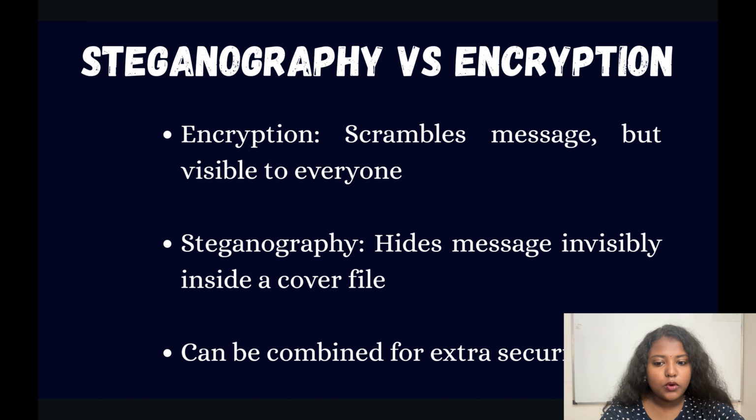Now, let's compare it to encryption. In encryption, we scramble the data so only someone with the right key can read it, but everyone can see that encrypted data exists. Steganography, on the other hand, doesn't alter the visible meaning of the cover file. A picture is still a picture. A song is still a song. This means an attacker may not even realize a secret message is hidden. Sometimes both methods are combined. First encrypt the message and then hide it inside an image. That gives two layers of security.